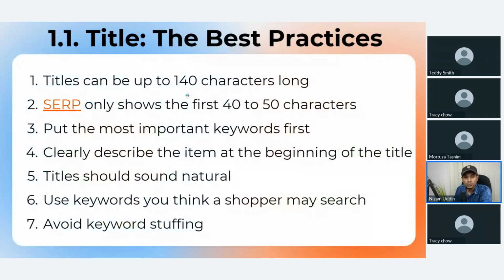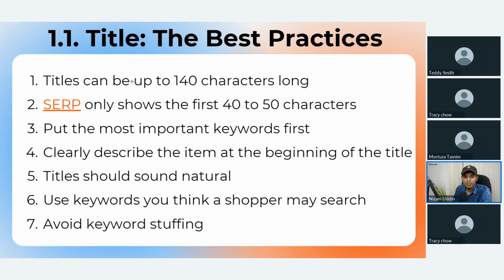Now, the question is how long you should actually make your title. It should be around 120 to 140 characters, because title is a place where you use all the important keywords. The more important keywords you input in your title, the better results you'll find, because the algorithm works this way. When you use any keyword in your title, it actually gives value to that.